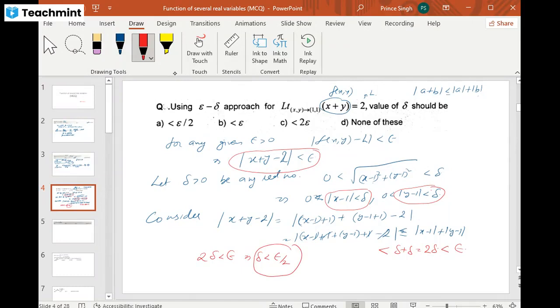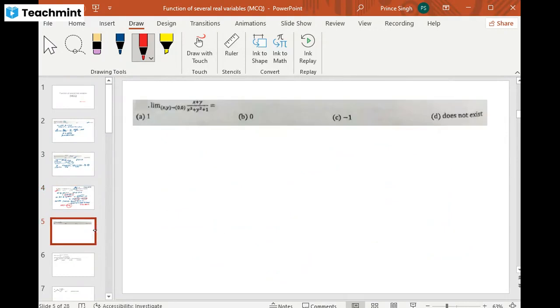So what kind of delta do we need to choose so that this term is less than epsilon? The relation is delta should be less than epsilon by 2. So here we are going to use the delta epsilon approach.